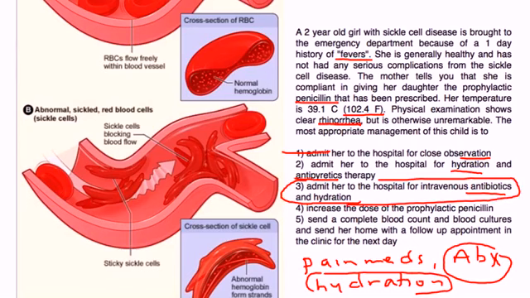And the reason is because this child has sickle cell disease and she presents with a fever. And fever is oftentimes a sign of an infection. So she definitely needs broad spectrum antibiotics. And part of the mainstay of treating somebody with sickle cell disease, especially when they present to the emergency department, is adequate hydration.